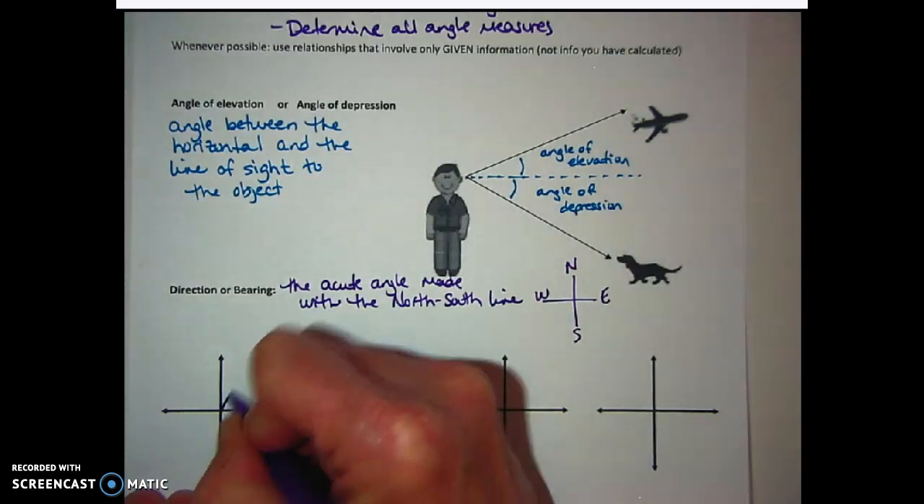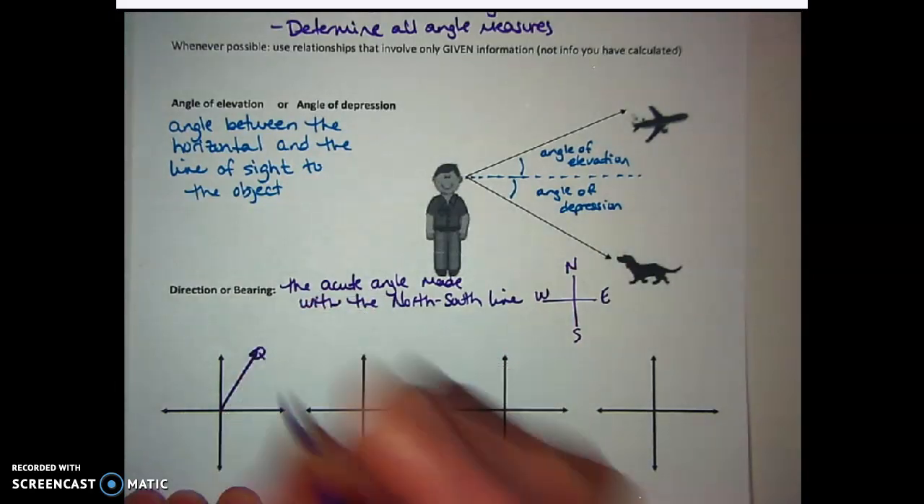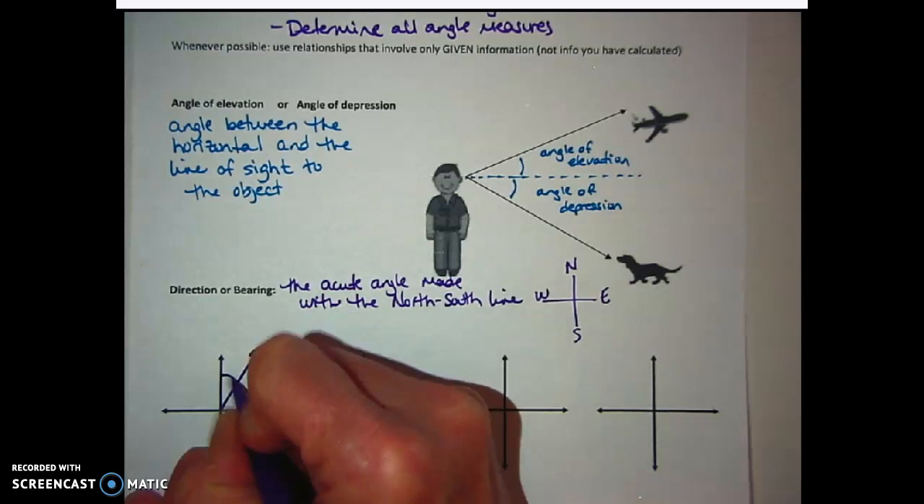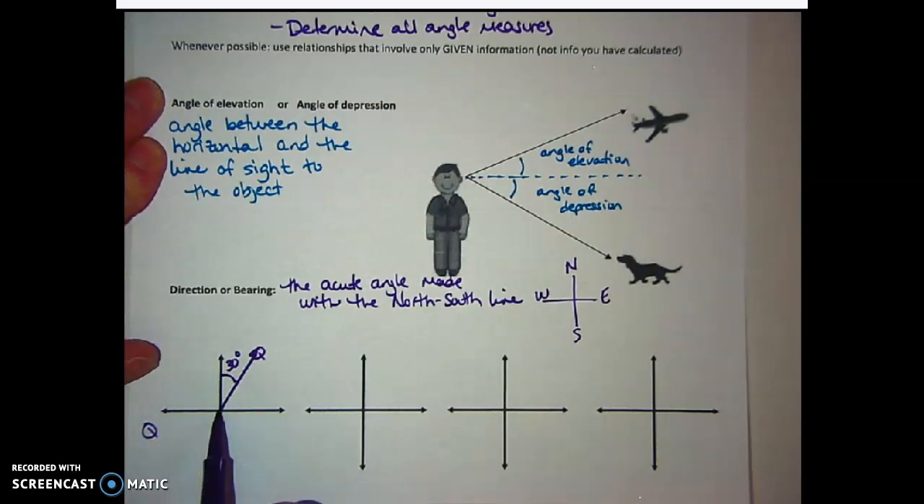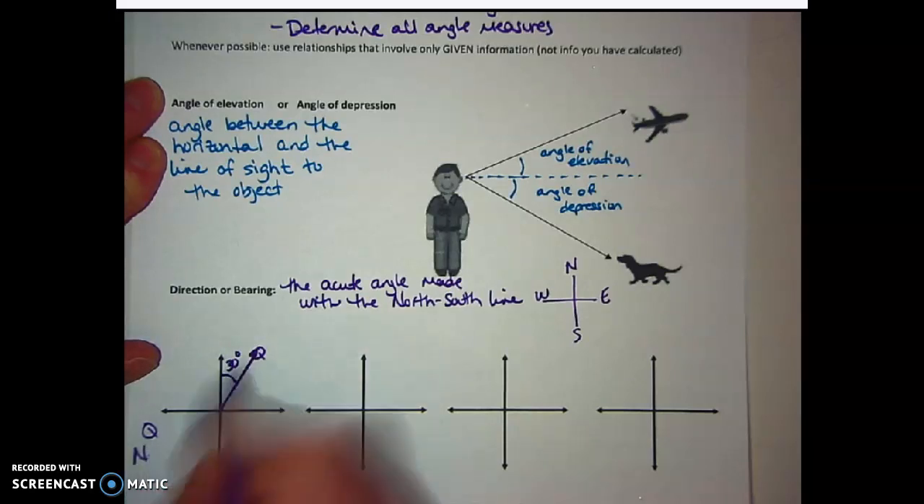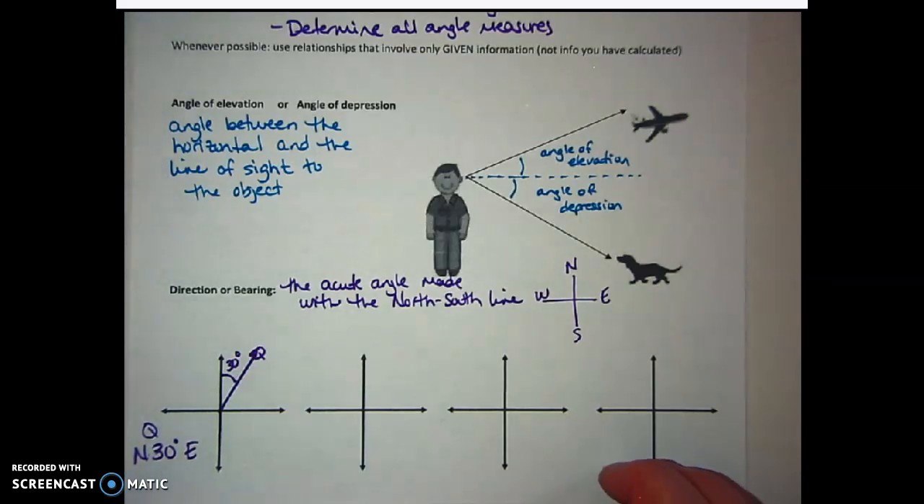So if I were to have, let's say up here, this is point Q, and let's say this is a 30-degree angle because this is my north-south road. If you were to think about making a triangle, first of all, from here you would have to go north. So you're going to go north, and then you would go 30 degrees to the east. So the bearing for that one would be north 30 degrees east.